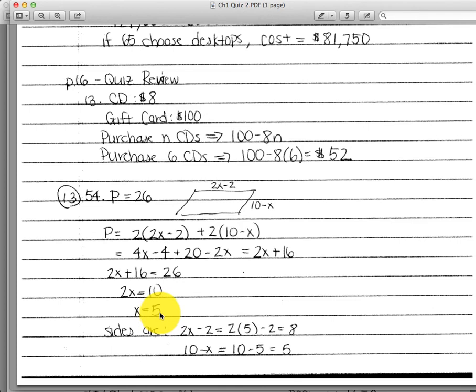Now you got to read the problem. It says, what are the side lengths? Well, one of the side lengths was 2x minus 2. Stick in a 5, you get out an 8. The other side length was 10 minus x. Stick in a 5, 10 minus 5 is 5.